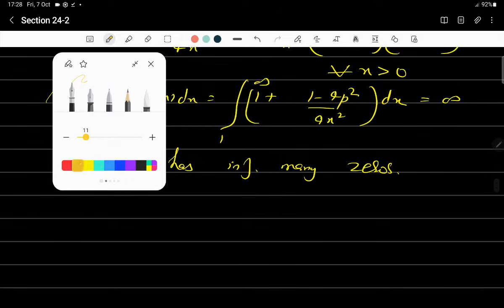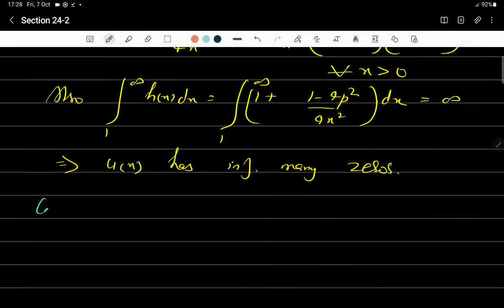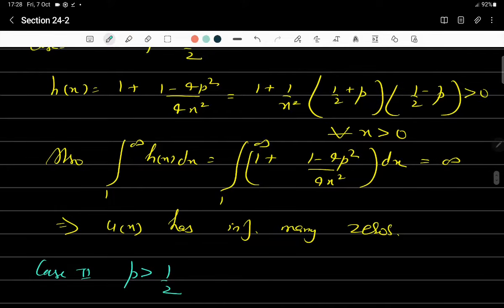Now case 2. So if I talk of case 2, then p is greater than half. Now if you see h of x and consider p greater than half, for example p is equal to 1, we get 1 plus (1 minus 4) by 4x square, which is 1 minus 3 by 4x square. Depending on x, it may be negative also. So when p is greater than half, I cannot say anything about h of x. At least I cannot say that it is greater than 0.